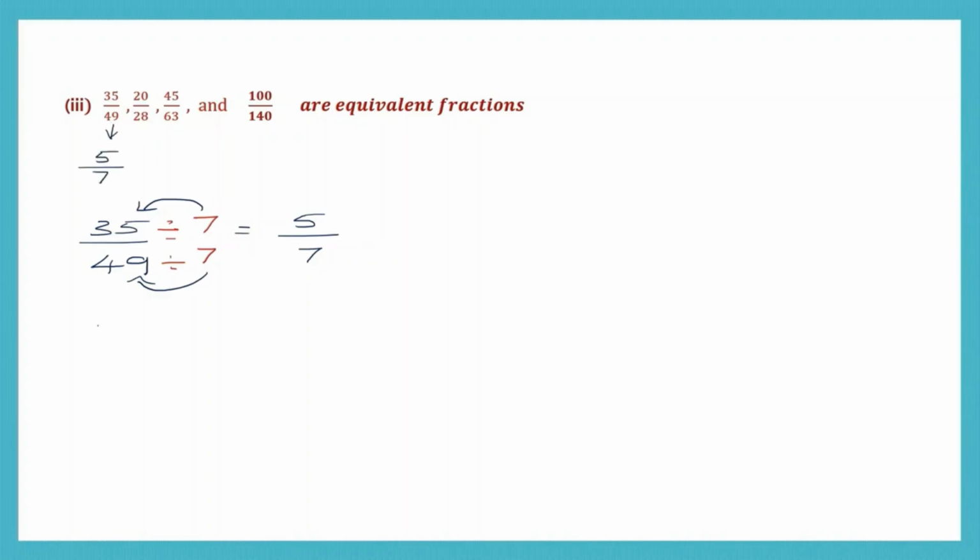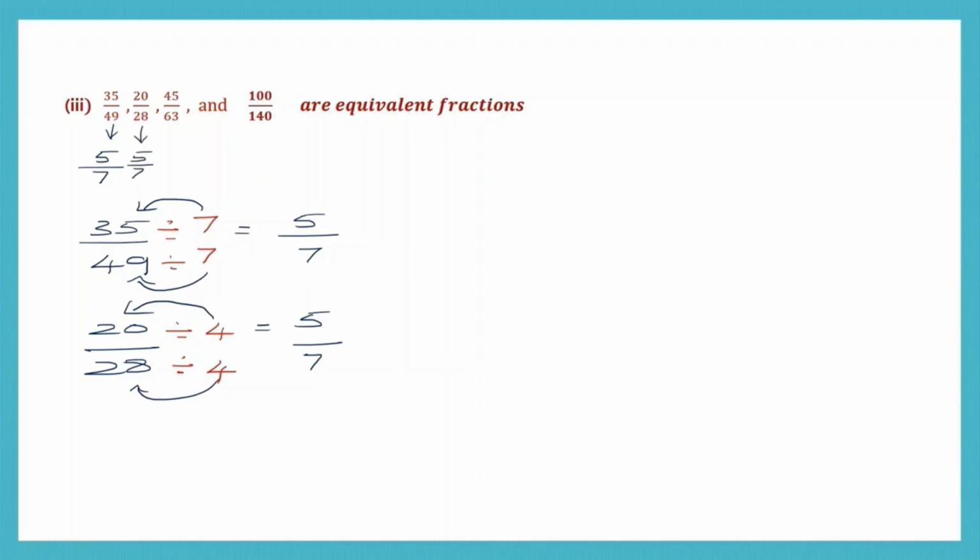Let's take the next one. 20 by 28. 20 by 28 are both divisible by 2 and they're also divisible by 4. Let's take 4 because that is the highest common factor. So let's divide. 4 5s are 20 and 4 7s are 28. So here also we got 5 by 7. Second one is 5 by 7.